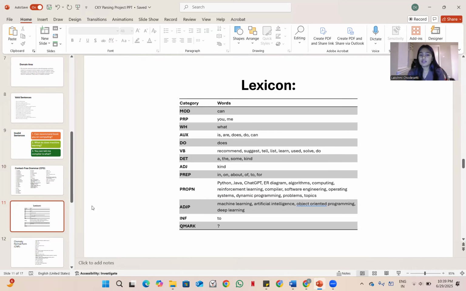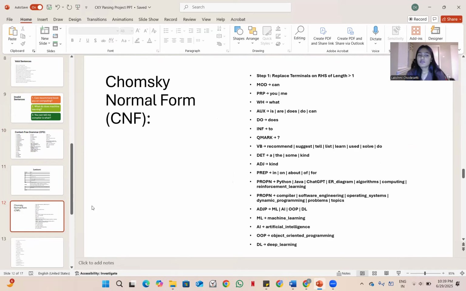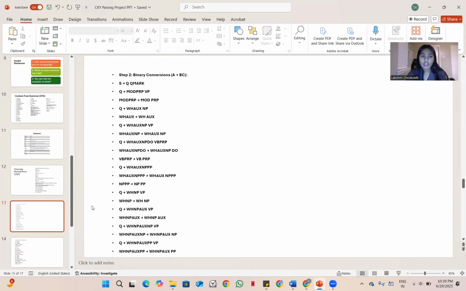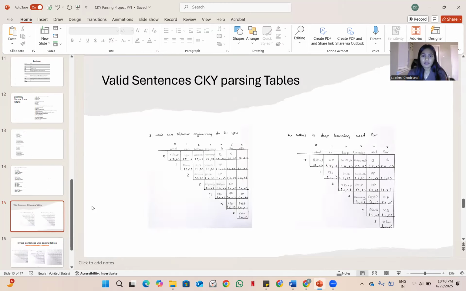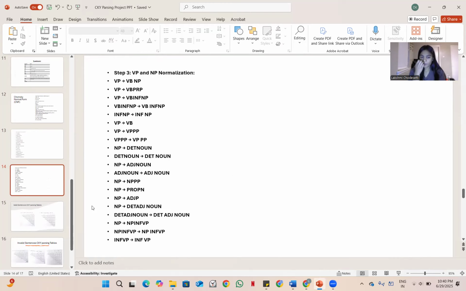This is the lexicon, that is, the categories and words that are needed to form a CNF. To convert a context-free grammar to CNF, we take the lexicon and context-free grammar, and in step 1 we replace terminals on the RHS of length greater than 1. Later in step 2, we do the binary conversion, that is, A goes to BC format. In step 3, VP and NP normalization is done, and that results in the final CNF grammar.